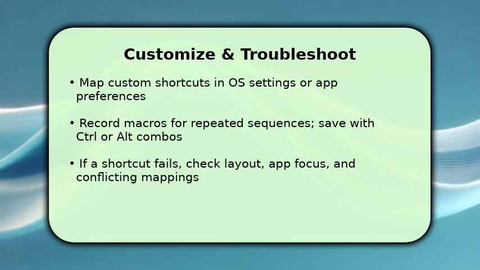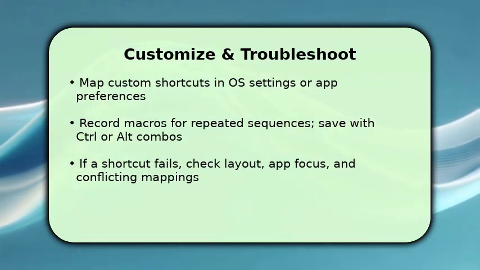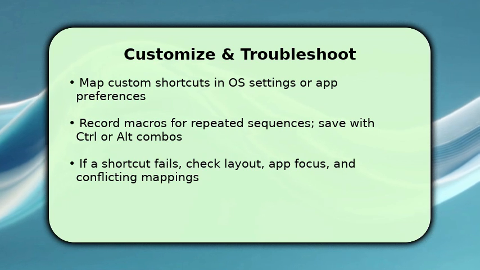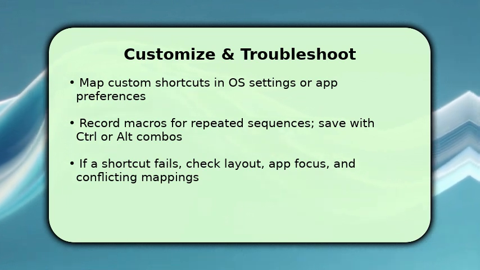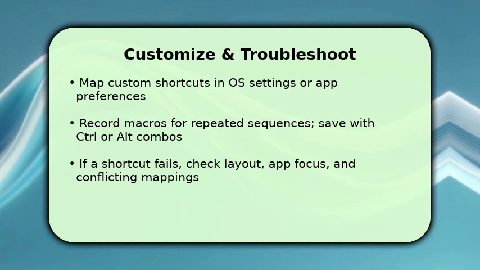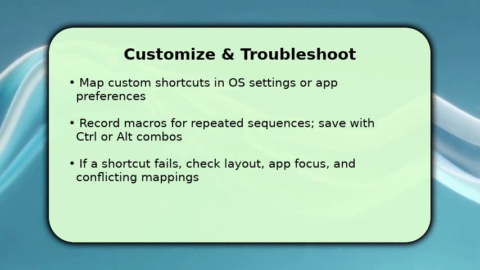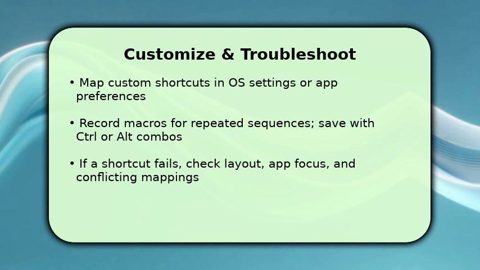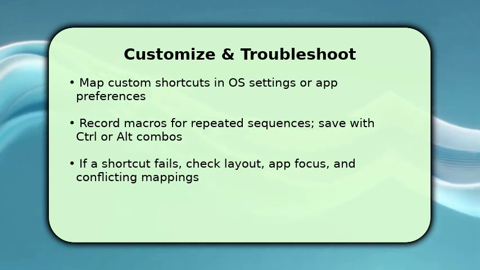To finish, customize shortcuts so they match how you work. Open system or app settings and assign keys for frequent actions, and consider creating macros for multi-step tasks. Once configured, practice the new bindings until they feel natural. Muscle memory is the goal.